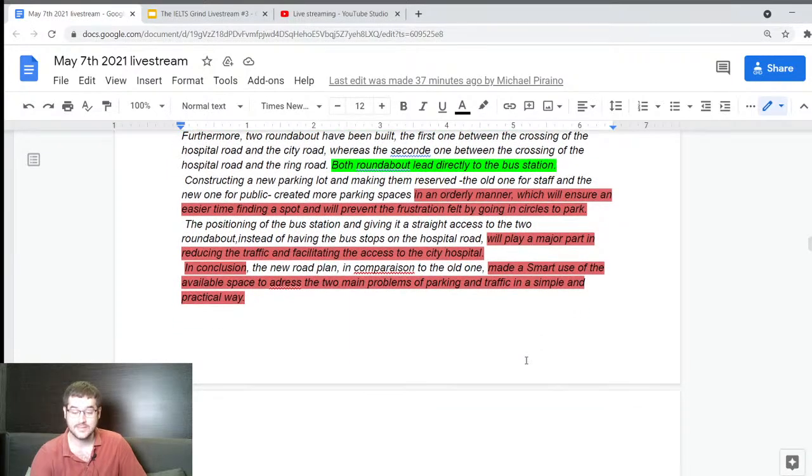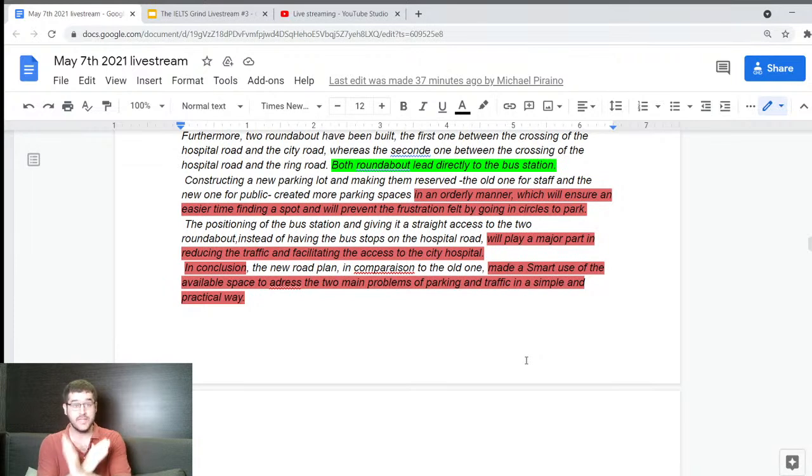We go down to the next part that I've highlighted in red, needs to be improved, in an orderly manner, which will ensure an easier time finding a parking spot and will prevent the frustration felt by driving in circles to park. Now, a lot of people will probably see this and go, holy cow, this is really high-level grammar. This is great collocations, some of them are close to an 8, because it's how a native would normally express themselves. However, his biggest problem is that it's here.